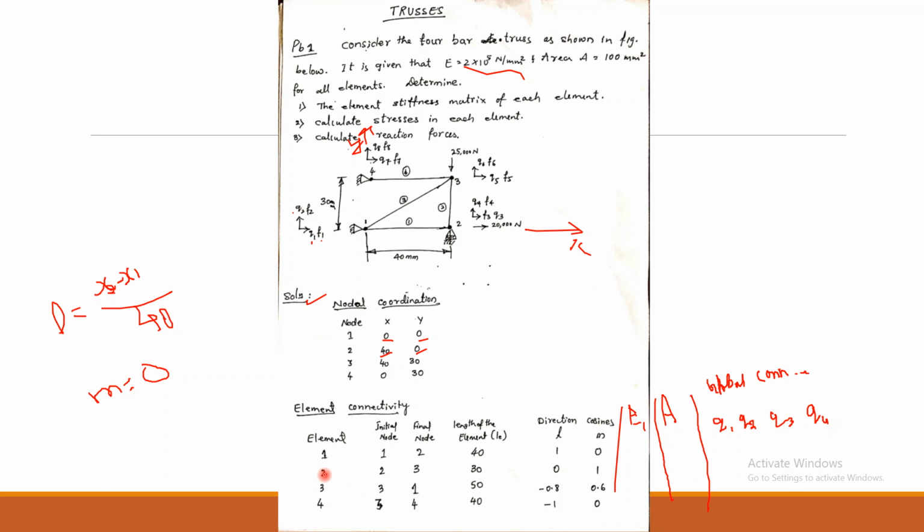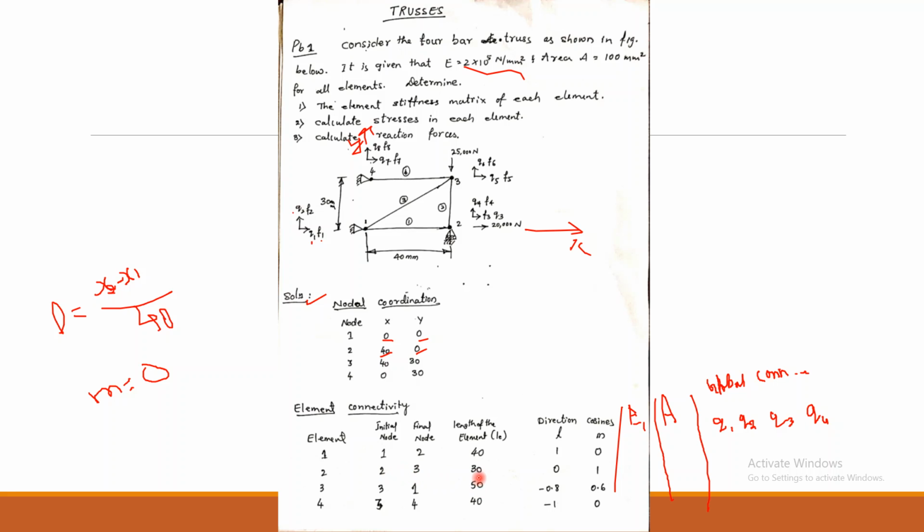Okay, next let's start with element 2. So element 2 has two nodes, 2 and 3. Here I can go for the procedure, either I can pick 2 to 3 or 3 to 2. So both can be considered.